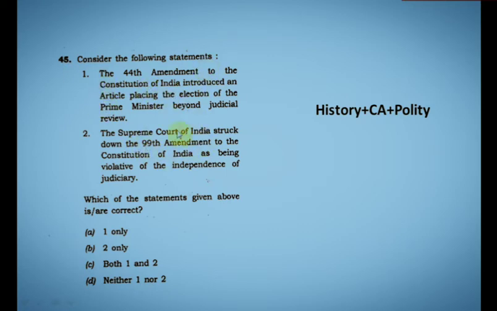This is a recent current affair which happened almost 2 years back, I guess. The Supreme Court of India struck down the 99th Amendment to the Constitution of India as being violative of the independence of the judiciary. This talks about the National Judicial Appointments Commission, which was struck down by the Supreme Court itself, as it felt that its independence was being taken away by the government. This happened 2 years back, but it can be taken under current affairs or under history. You should know the provisions of the amendment, and whether the Supreme Court can strike down an amendment. That all comes under the basics of polity.